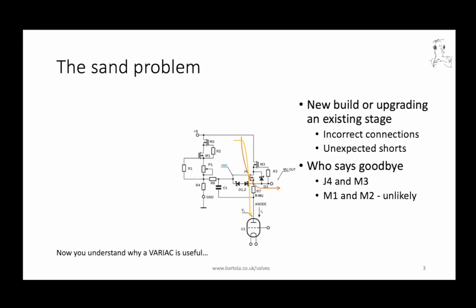But as I said at the beginning, what happens when we have incorrect connections and/or unexpected shorts? In the diagram, you'll see either a yellow arrow or the orange arrow as well, which shows the two paths by which excessive current can flow. Either we have a short or a defective valve, or we have some incorrect connection, or somehow a short at the output as well. It is not common, but it can happen.